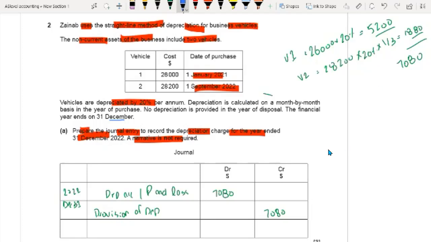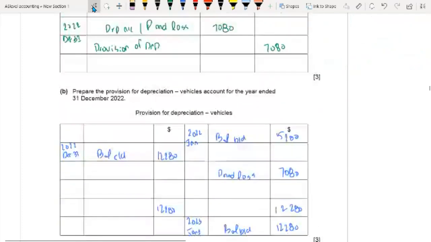Whenever we are charging the depreciation, we have to debit the profit and loss account, and we have to credit the provision account. Okay, so this is the very simple entry for this question. Okay, so let's see the other one.